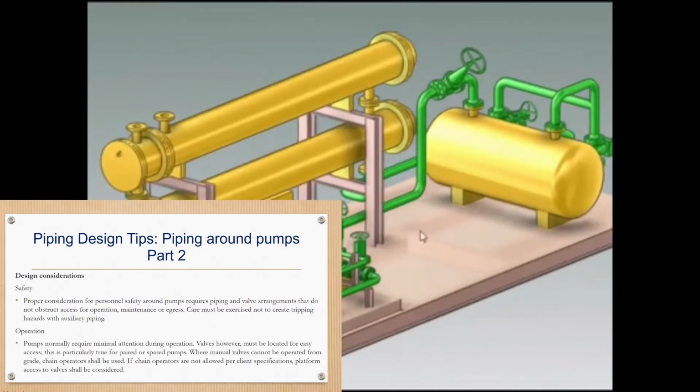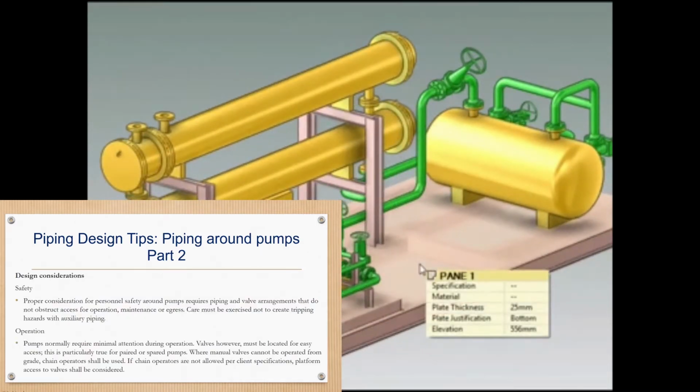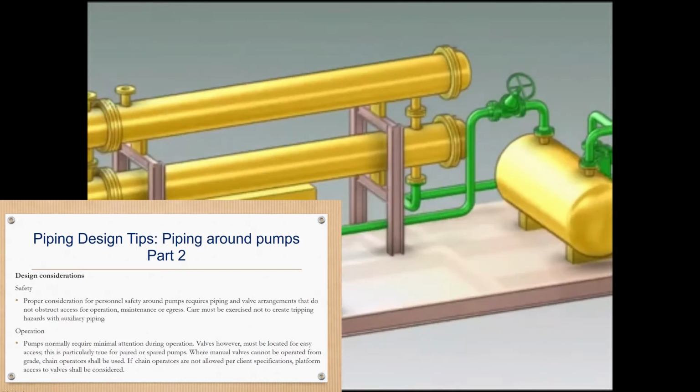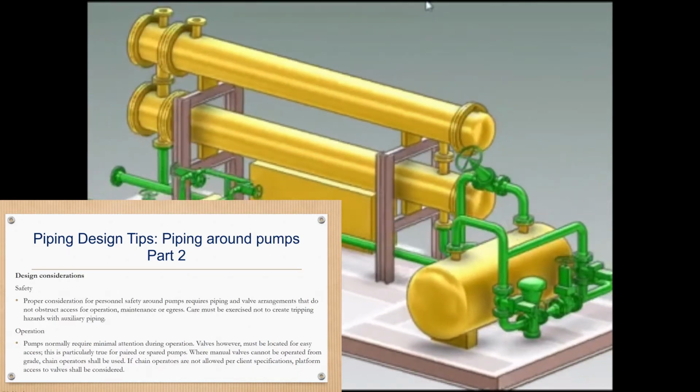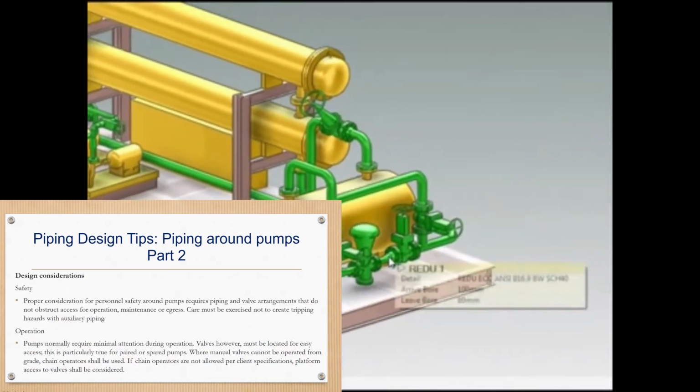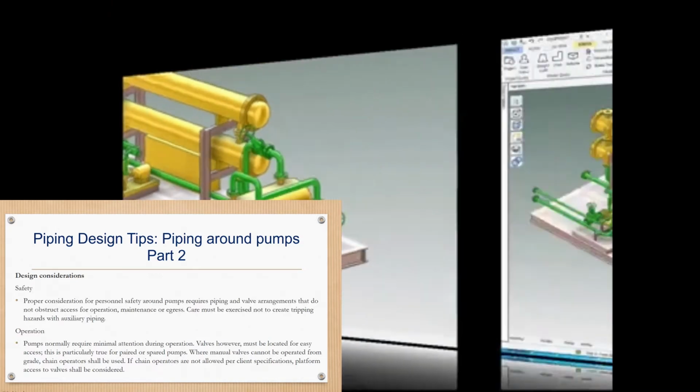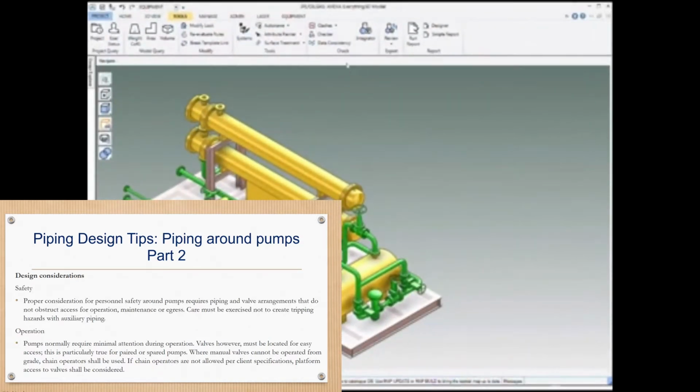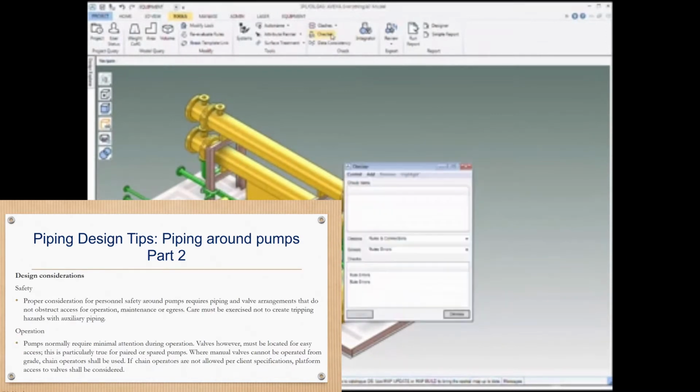Design considerations. Safety. Proper conditions for personal safety around pumps require piping and valve arrangements that do not obstruct access for operation, maintenance, or egress. Care must be exercised not to create piping hazards with auxiliary piping.